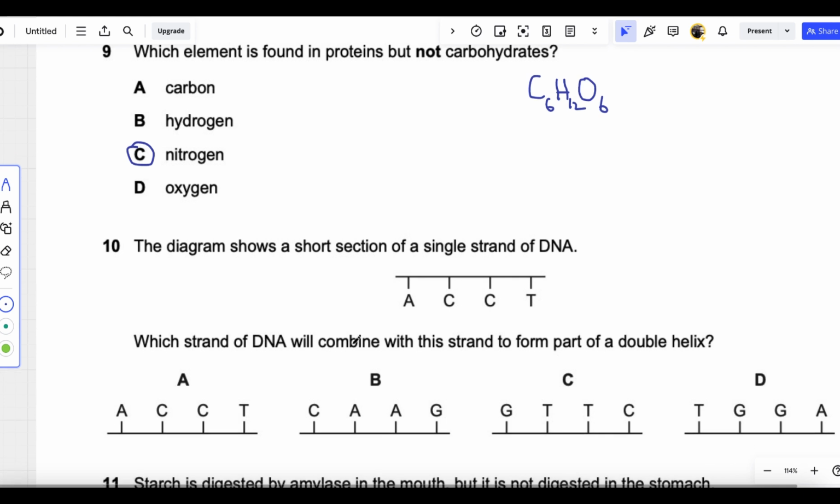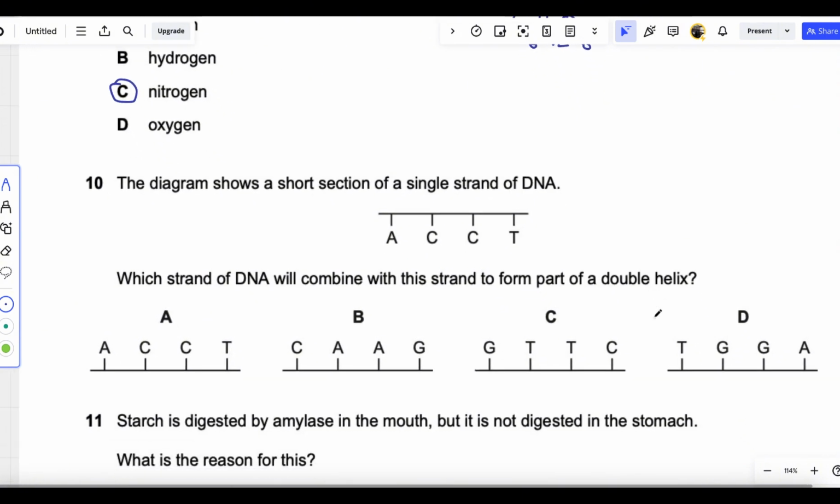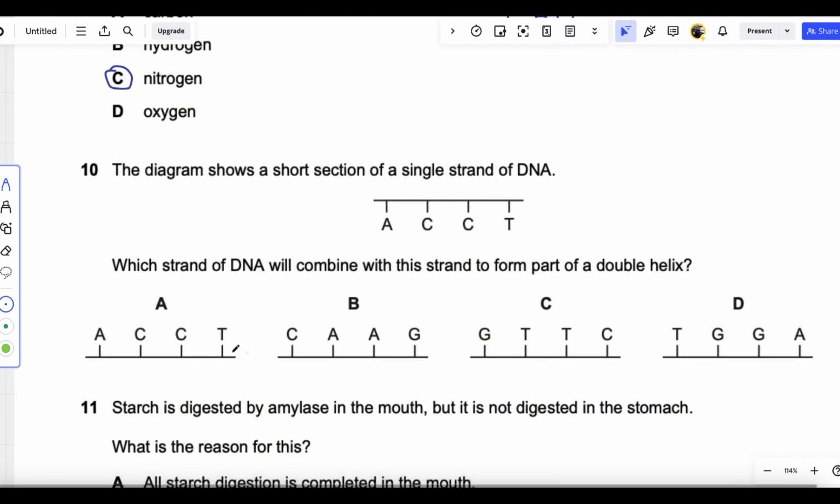Now we go to question 10 as fast as we can. Question 10 says, the diagram shows a short section of a single strand of DNA, ACCT. Now, which strand of DNA will combine with this strand to form part of a double helix? Not the same ACCT, right? A, no. B, no.